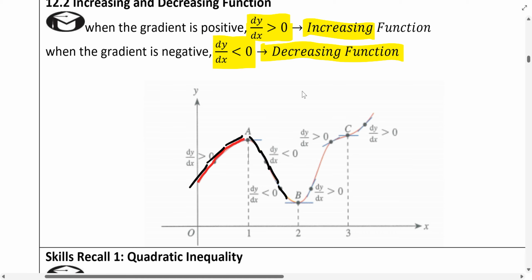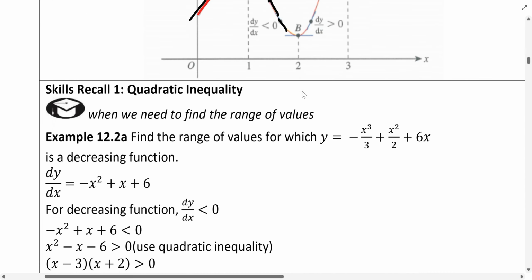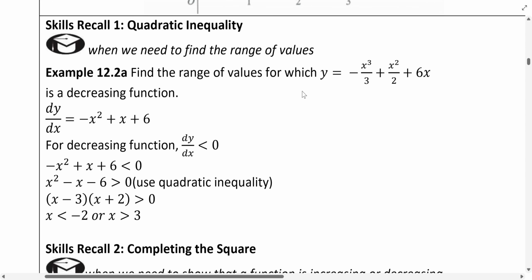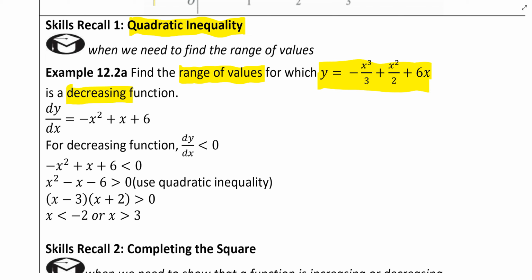But the question can be asked in many ways. The first type of question is related to your chapter 2 quadratic inequality. In this case, the question asks for the range of values for which this function is a decreasing function. So for a decreasing function, first I differentiate dy/dx, and I say that for a decreasing function, dy/dx is less than 0. This is a standard presentation for O levels or for your exam.